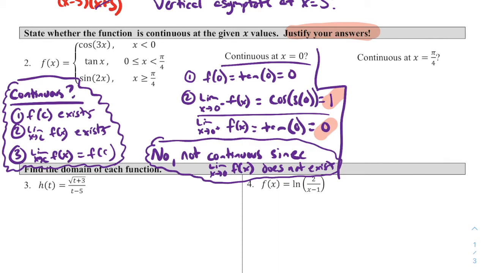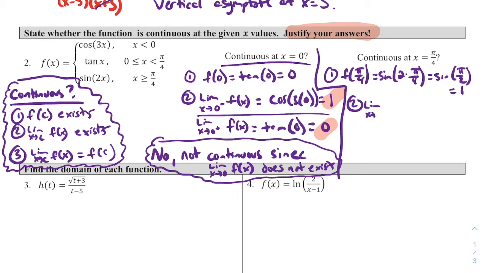Well, in this case, if we go through these rules again, we need to find out, does the point exist? So what is f of pi over 4? In this case, for pi over 4, the part that's equal to is this right here. So let's plug in. That's going to be equal to sine of 2 times pi over 4, which is sine of pi over 2, which is equal to 1. Great. Let's do the limit from the left and the right.